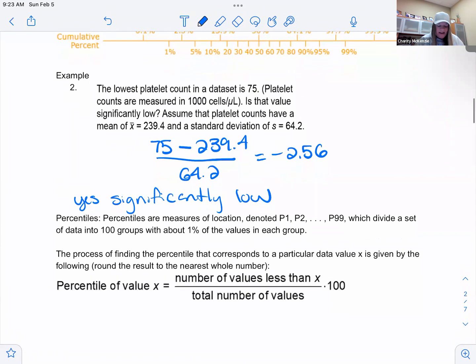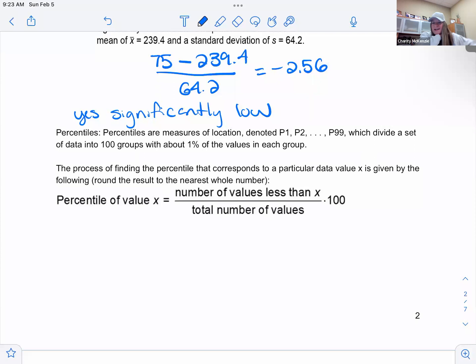The next idea is percentiles, and this can be a little bit confusing for a lot of people. What percentile are you in, or is your data value in? So they are measured by location. That's exactly how they're measured. So you're going to divide a set up into 100%, and then 1% is each value, right? So basically, we're looking at your place in your data set. That's what we're looking for.